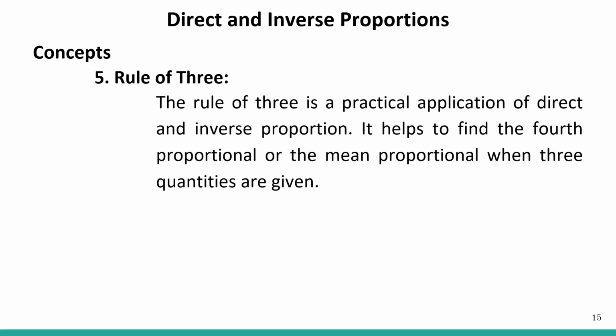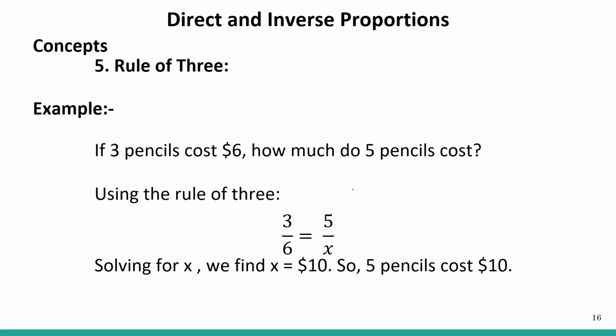So let's see what the rule of 3 is. The rule of 3 is a practical application of direct and inverse proportion. A thing to be noted here is we are talking about both direct and inverse proportion. It helps to find the fourth proportional when 3 quantities are given. For example, if 3 pencils cost $6, how much do 5 pencils cost?